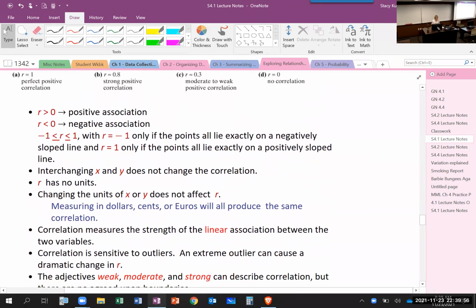So what we know then is, we know that when R is greater than 0, we have a positive association. When R is less than 0, we have that negative association. And when we have R, we want it to be sandwiched in between negative and positive 1. We also know that R is unitless, but it is not resistant. Remember, R is not resistant to outliers. It's easily influenced by outliers.